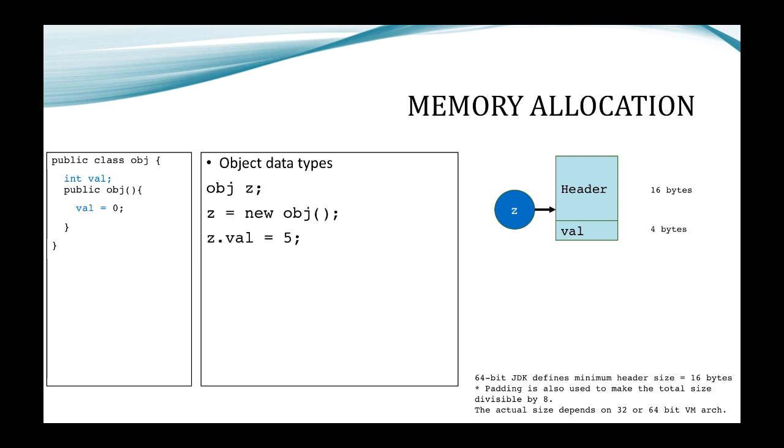Now, if I say z.val equals 5, that will copy 5 in the field val, which is defined within the object referred to by z.